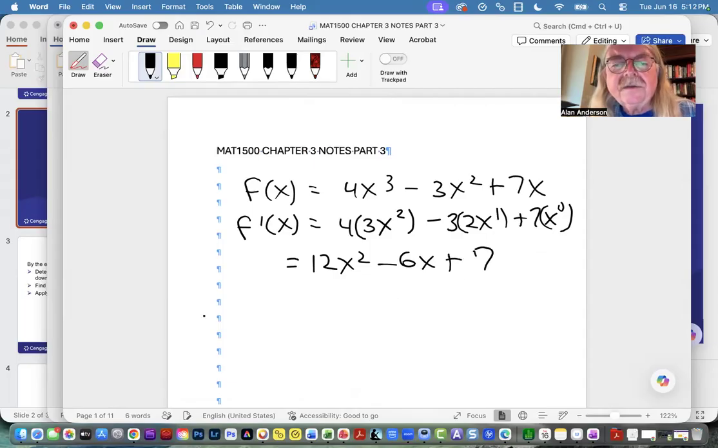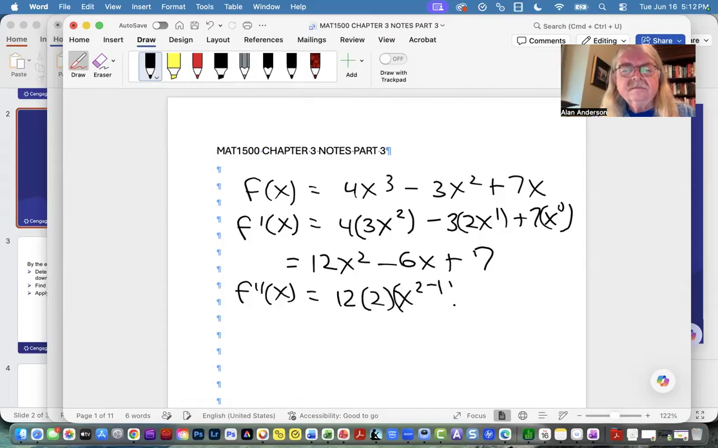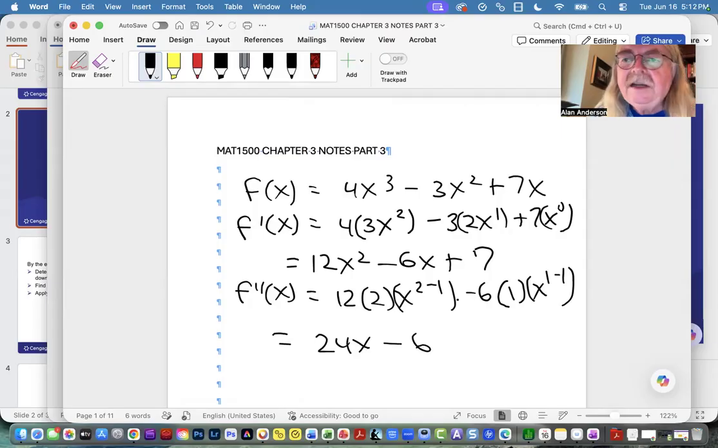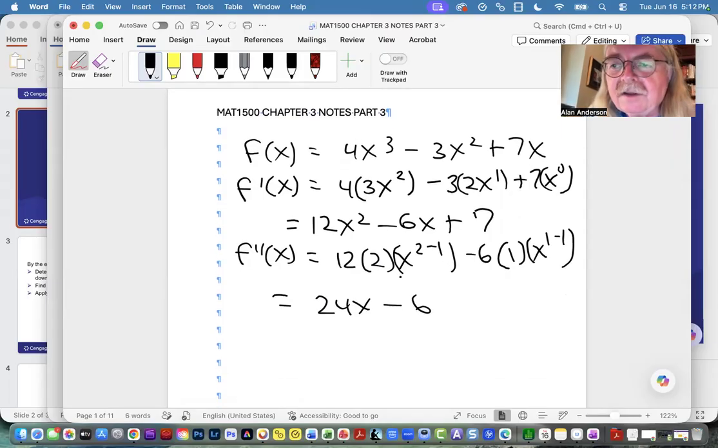The second derivative is just the derivative of the first derivative. You just apply the same rules one more time. And of course, this last one goes to 0. So we get 24x minus 6. And of course, if you wanted to keep going, you could take the third and the fourth derivative, although with polynomials, eventually you'll always end up at 0. But here we're focusing our attention on second derivatives.